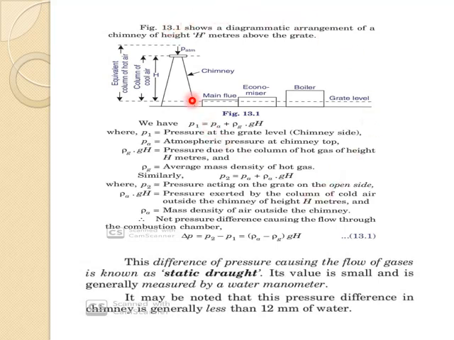This circulation of gas is caused by the difference between the pressure of this chimney and open side of the grate side. So this difference in pressure, we will call it as draught or pressure difference. This difference of pressure causing the flow of gases is known as static draught. Its value is small and is generally measured by a water manometer. This pressure difference we will generally measure in terms of water manometer. It may be noted that this pressure difference in chimney is generally less than 12 mm of water.